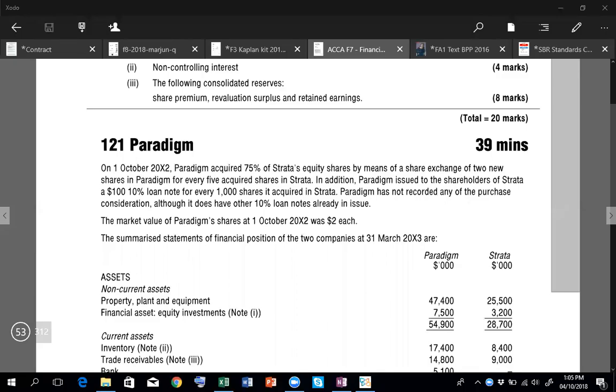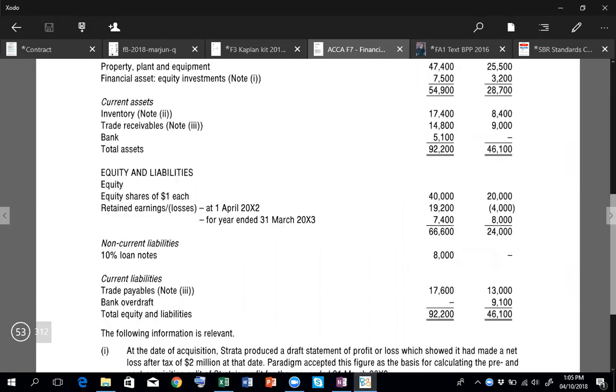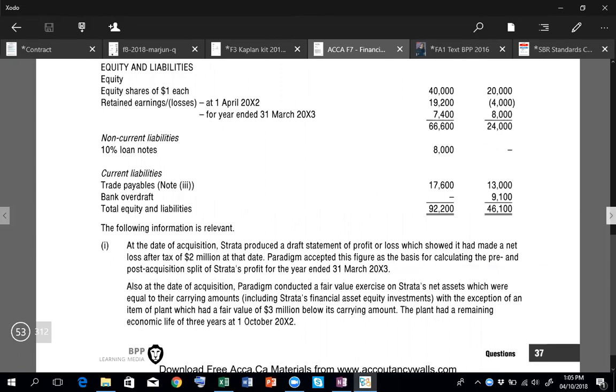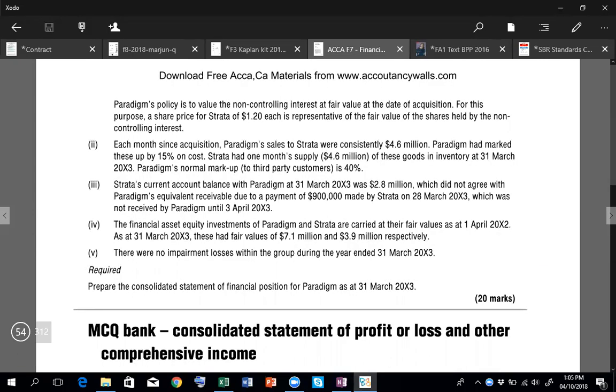All right, Bismillahirrahmanirrahim. We have a question known as Paradigm. And again, first of all, let's go to the requirement. The requirement is on the next page. The requirement is to prepare the consolidated statement of financial position, and it covers 20 marks. You have the full consolidation question.